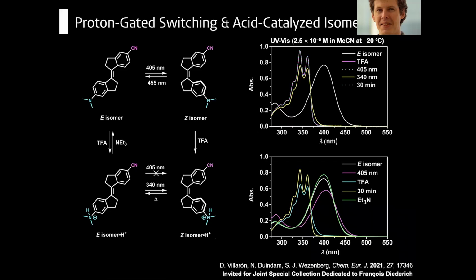This was known for stilbene, but was usually performed in concentrated sulfuric acid. In our case, we can just use a little bit of TFA, so a mild acid, to induce this process. And it gives us some additional control over the switching. At the moment, we're also developing other systems where by using protonation, we can control both thermal and photochemical isomerization processes.